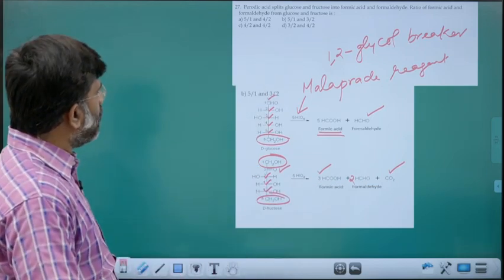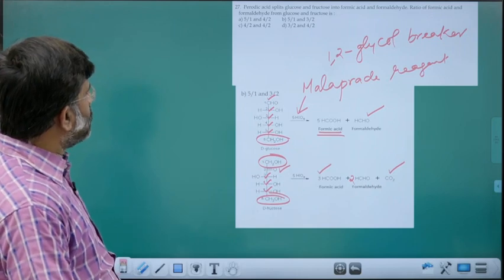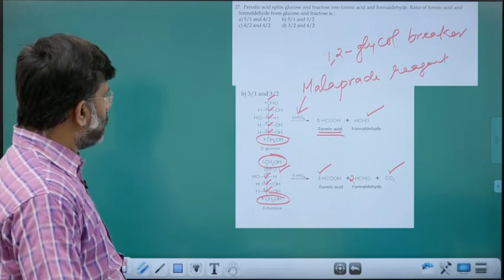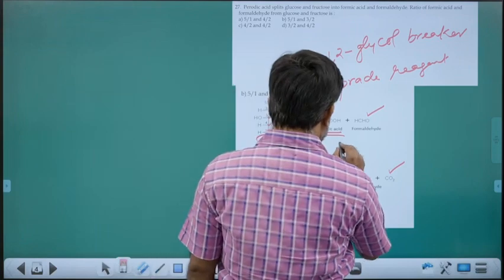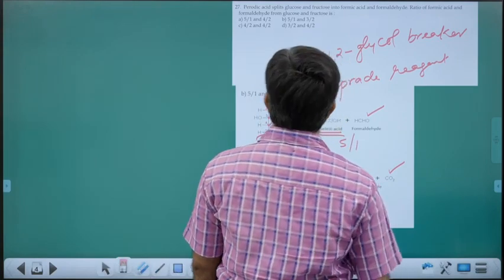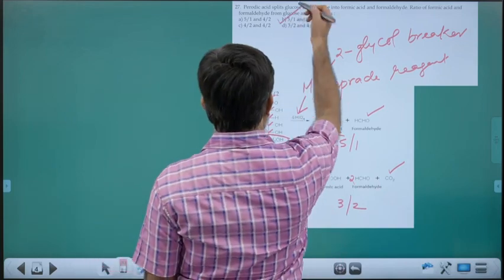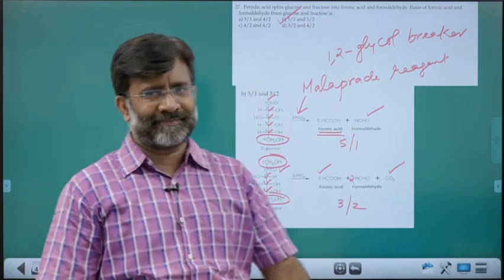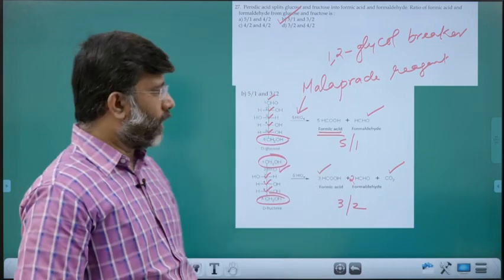And now what is the question? The ratio of formic acid and formaldehyde from glucose and fructose. In glucose it is 5:1, and in fructose it is 3:2. Option B is the correct answer. Right? Next one.